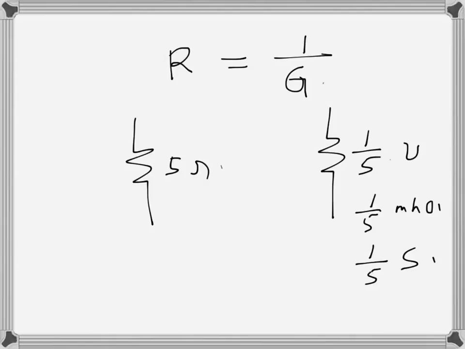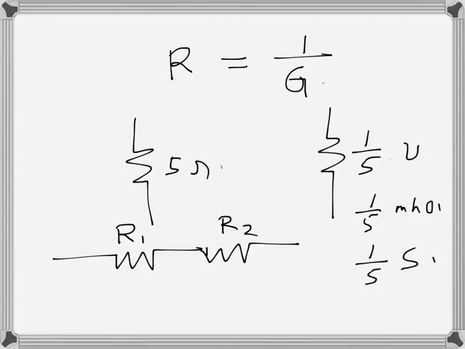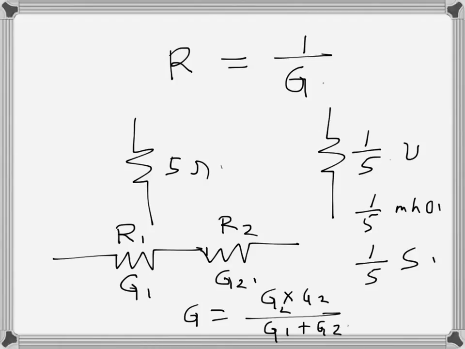Now when we have two series resistances, R1 and R2, we know the equivalent will be R1 plus R2. However, if they are expressed in terms of conductance, then the equivalent conductance G equivalent will be just like the parallel resistance equivalent. So basically it will be G1 times G2 over G1 plus G2. That is the equivalent of series conductance.